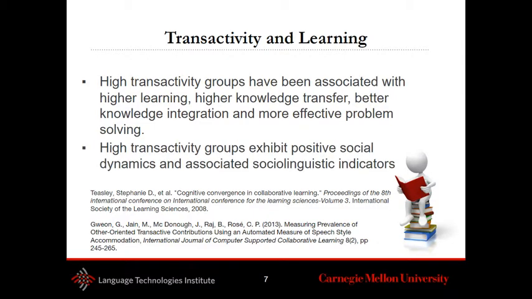But in our own research also, specifically the research of Ka-Jin Kwan, in her dissertation, she identified that high transactivity groups also exhibit positive social dynamics, and that these in conversations are associated with sociolinguistic indicators of a desire for common ground building and mutual respect.